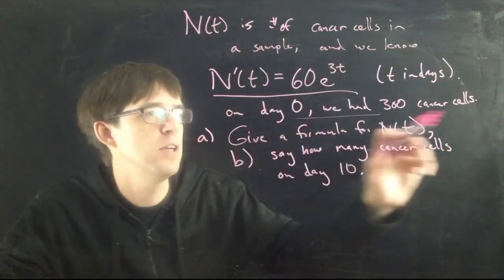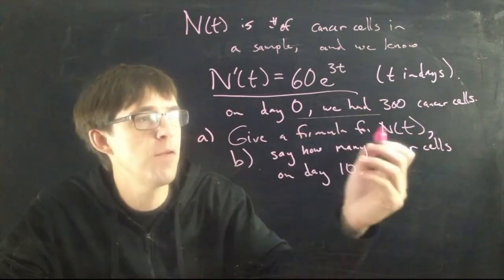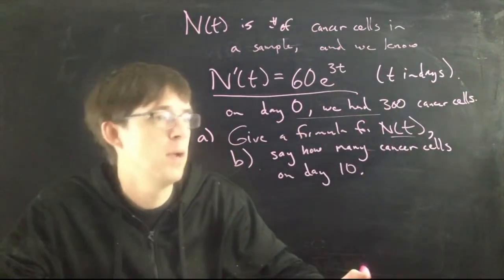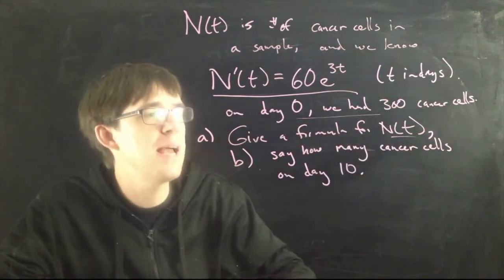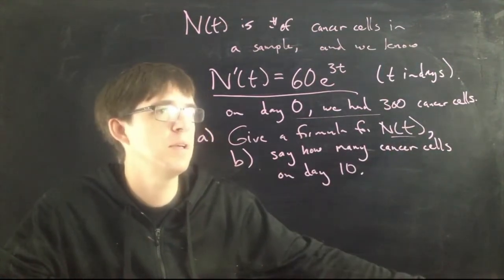And here's my initial condition. On day 0, we had 300 cells. And your job is, first of all, part A, give a formula for N of T, the total number, and part B, say how many cancer cells existed on day 10. Let's see if we can do it.